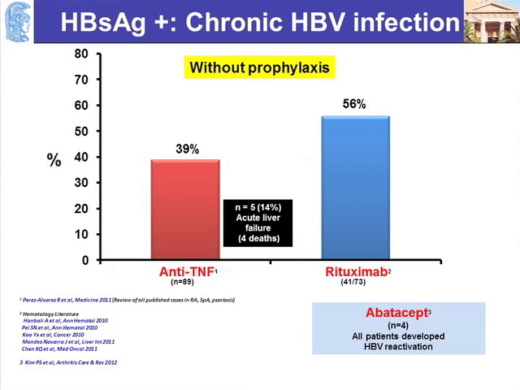And for rituximab, we do not have enough data from our literature, but if you go into the hematology literature, the risk there is much higher, almost 56 to 60%. There was a recent report from California in which 4 patients who did not receive prophylaxis, were surface antigen positive, and received abatacept developed HBV reactivation. So it appears that all these 3 biologics can induce HBV reactivation.